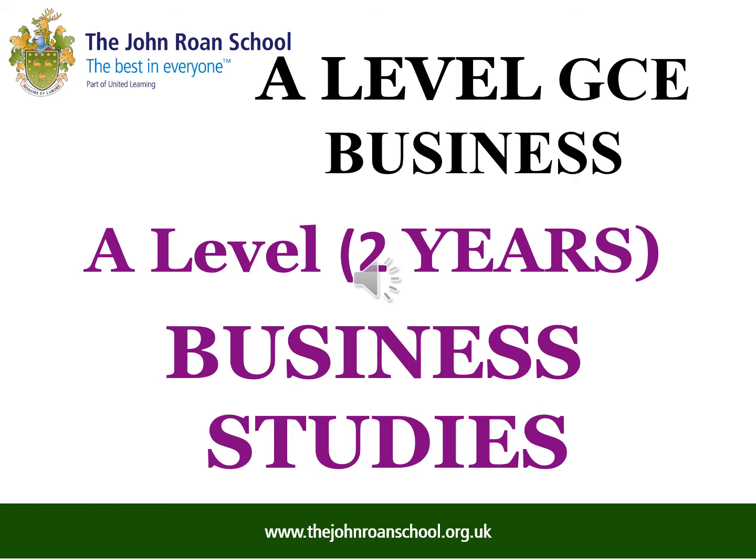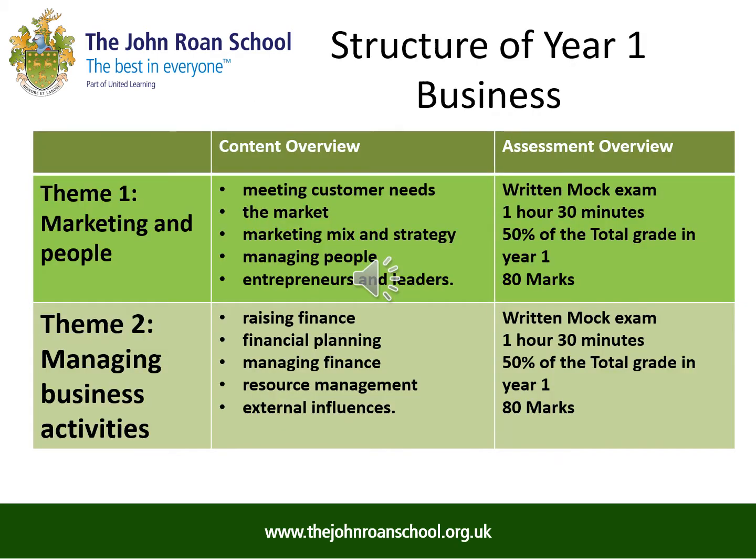The course has 4 themes that have to be covered over 2 years. The first 2 themes, theme 1 and 2, will be covered in the first year, and theme 3 and theme 4 will be covered in the second year. In year 1 of the A-level, students will cover theme 1 and theme 2. Theme 1 is marketing and people. Theme 2 is managing business activity.